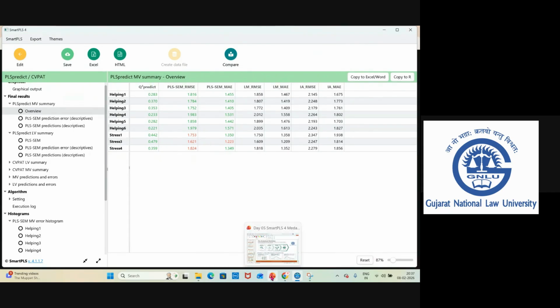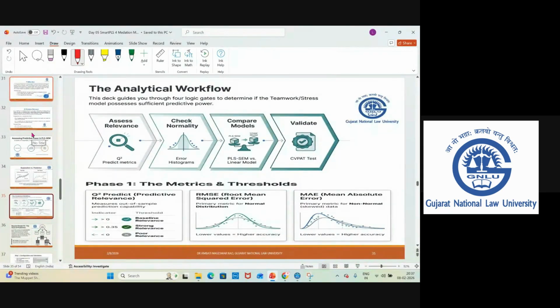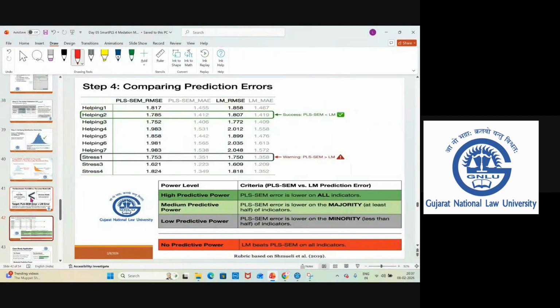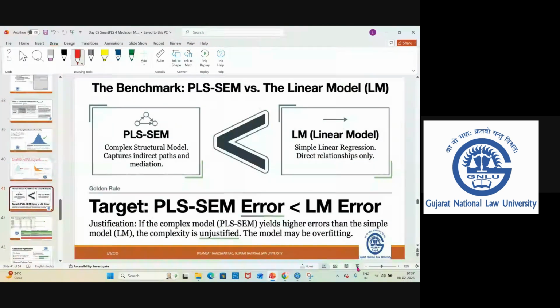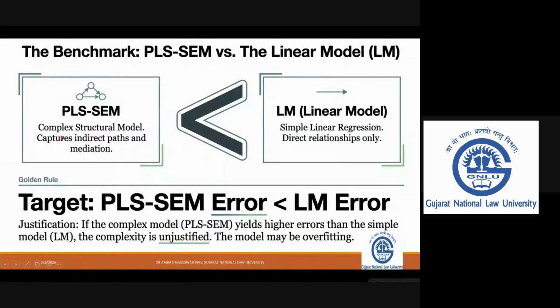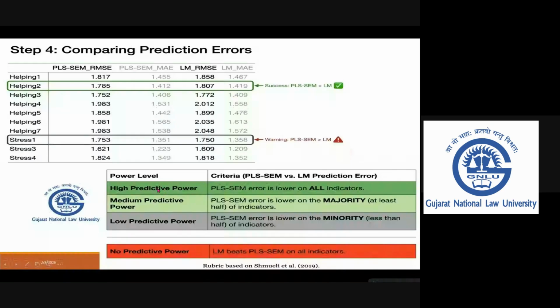Right. Just come to this slide. PLS-SEM is a complex structural model, it captures indirect paths and mediation. Whereas the linear model is based on simple linear regression, it only takes the direct relationship. Next part, we have indicators: PLS-SEM indicators and LM RMSE indicators. Now the question is how many indicators we have? 1, 2, 3, 4, 5, 6, 7, 8, 9, 10.